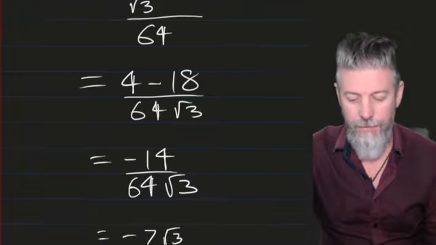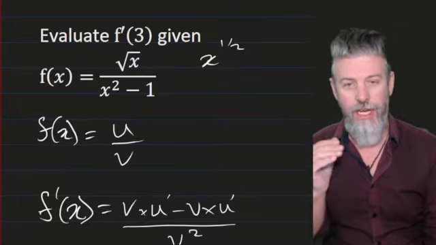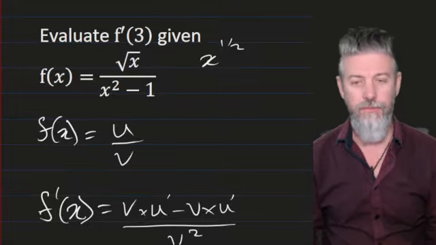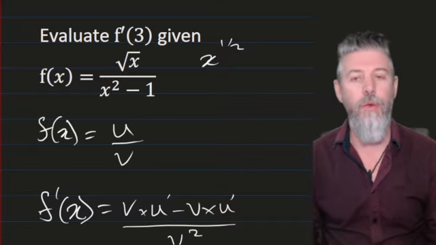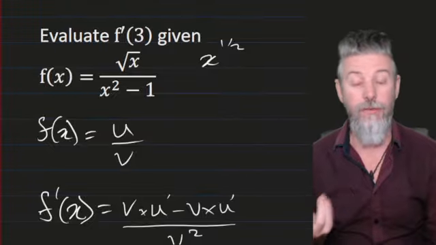Now, when I talk about concept-based, would I ever have sketched this function first and tried to work out whether or not I would have had a negative gradient at 3?